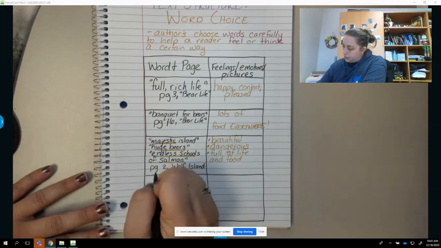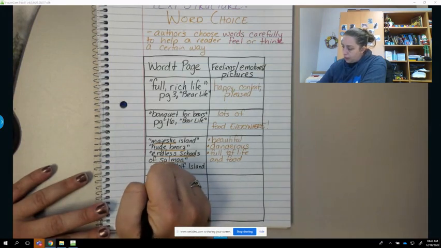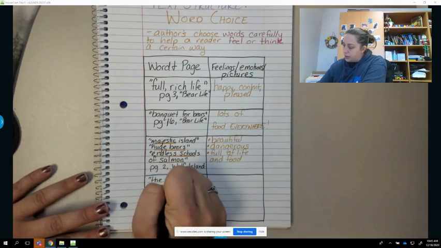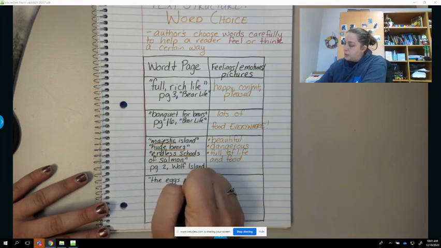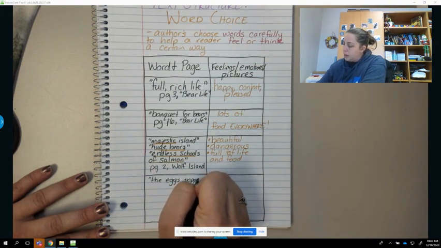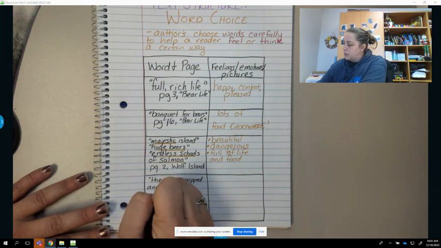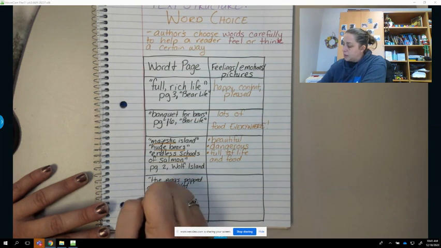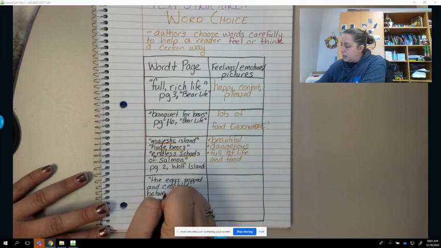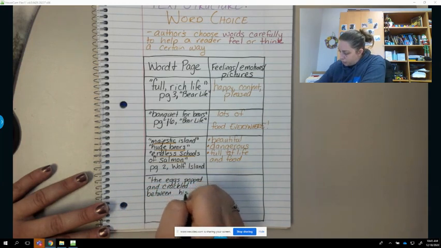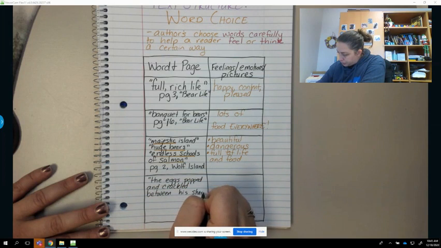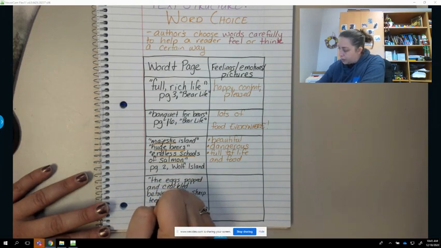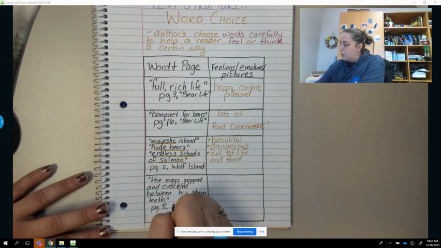And the eggs popped and crackled between his sharp teeth. Now we said that was on page 8 of Wolf Island.